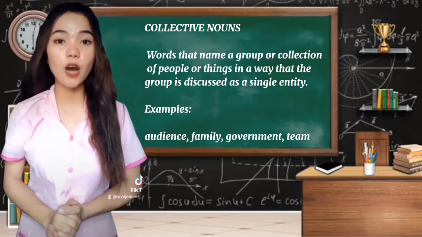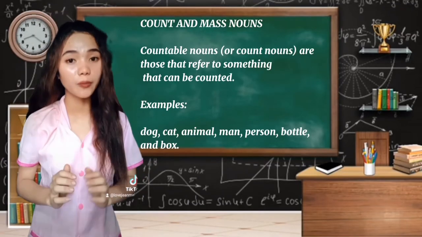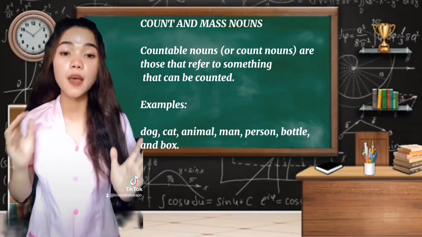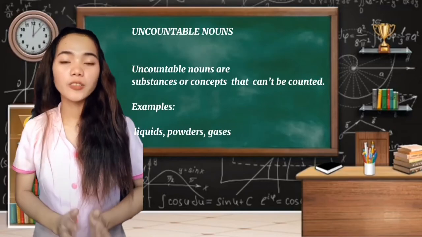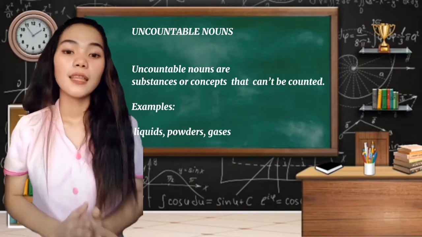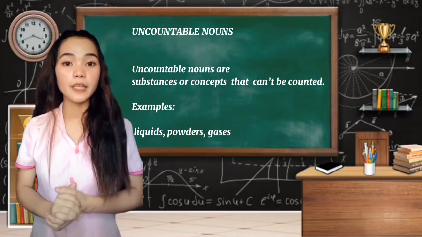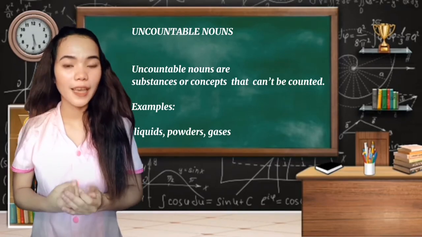The next is the count and mass noun. Nouns can be either countable or uncountable. Countable nouns or count nouns refer to something that can be counted. Unlike countable nouns, uncountable nouns refer to something that can't be counted. These are substances or concepts that we cannot divide into separate elements. Examples: liquid, powder, and gas.